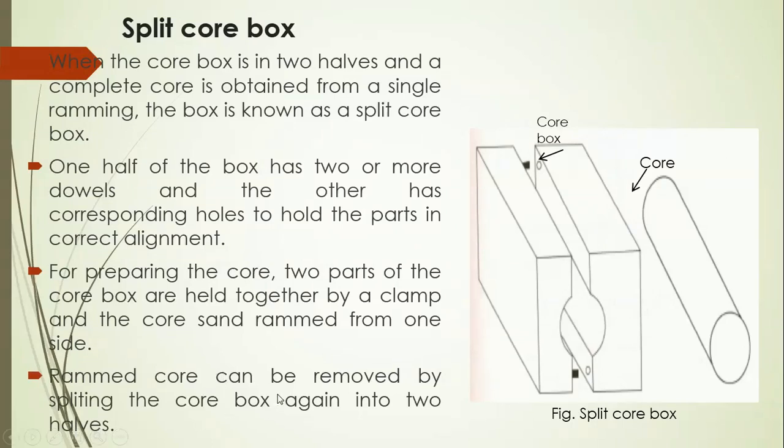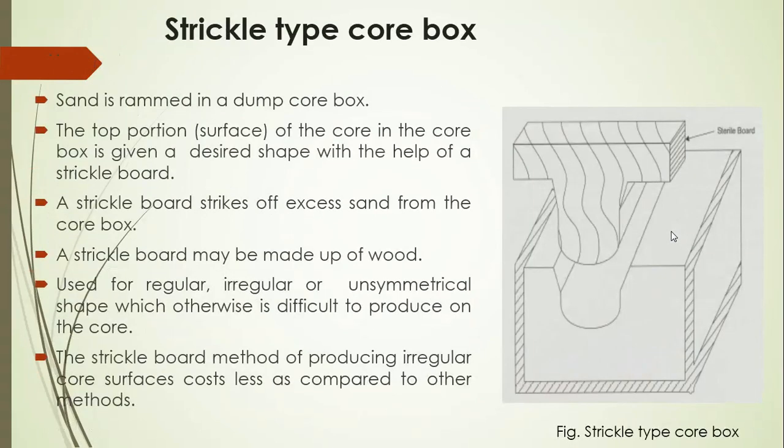The rammed core can be removed by splitting the core box again into two halves. Means after ramming, once the core is ready, we have to remove the two parts of the core box from each other, and we have to take the core out. This is the working of the split core box. Now next one is the trickle type core box.